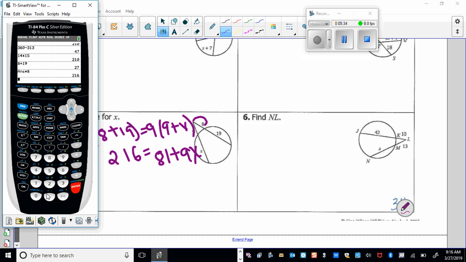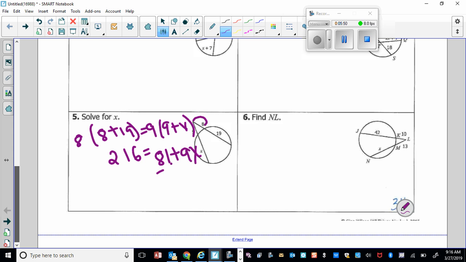216 minus 81, minus 81. That would give you 135. And then 135 divided by 9. So when you do minus 81 minus 81, this gives you 135 equals 9x. You divide by 9. You divide by 9.